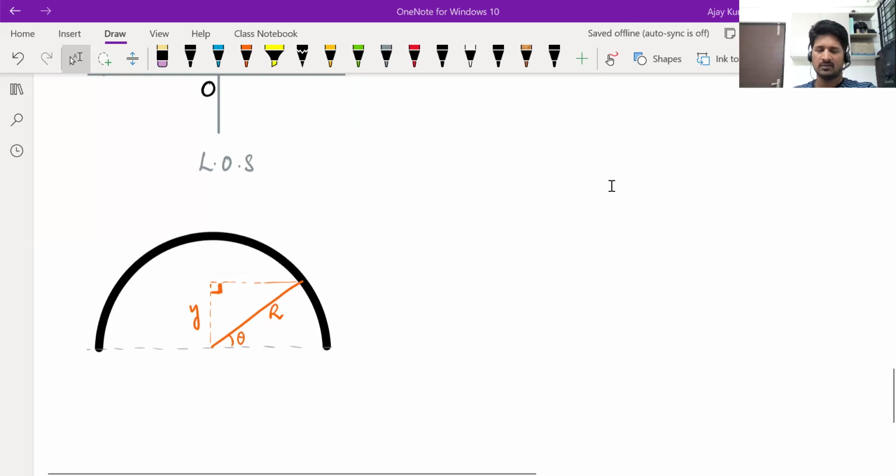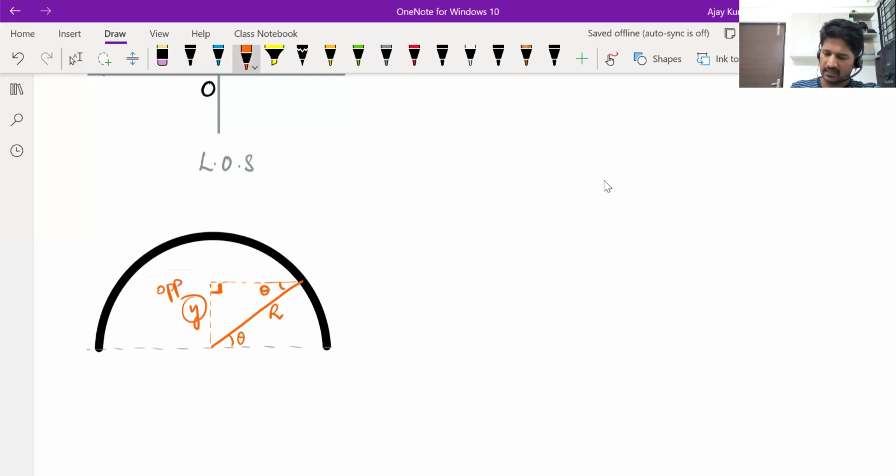Which is the hypotenuse in this right angle triangle? Which side? R. Okay. Now theta is shown outside the triangle. Is theta one of the angles inside the triangle also or not? Yes, sir. Which angle? Sir, opposite to y, correct? This angle is theta. So for the angle theta, y is the opposite side and r is the hypotenuse.